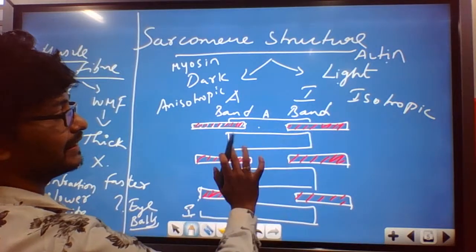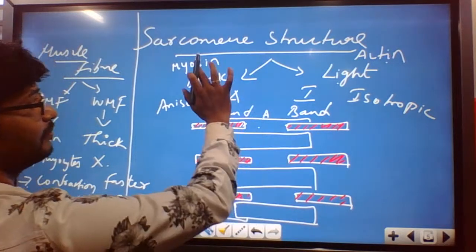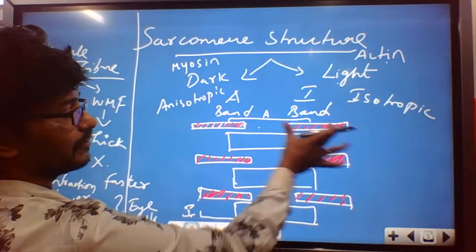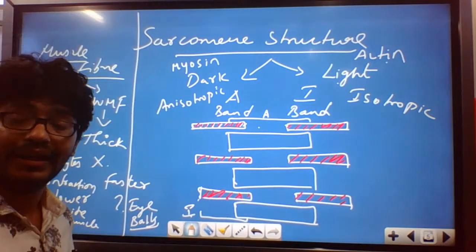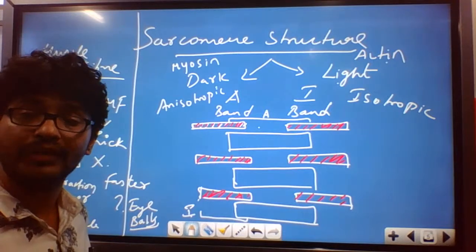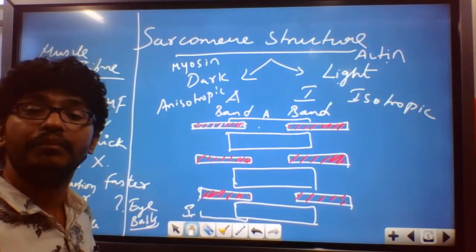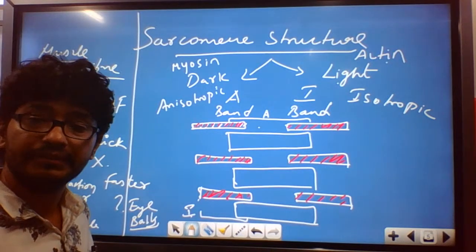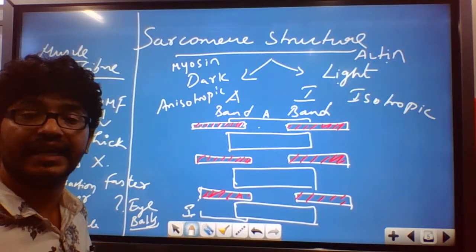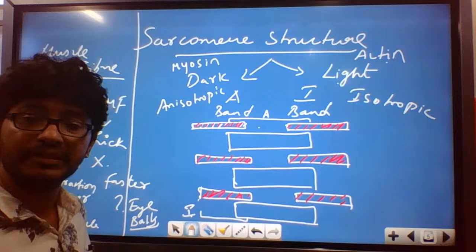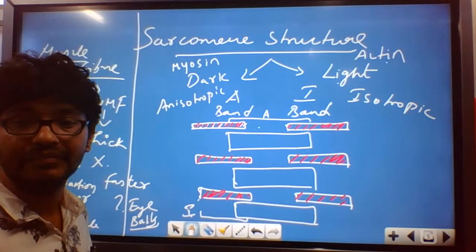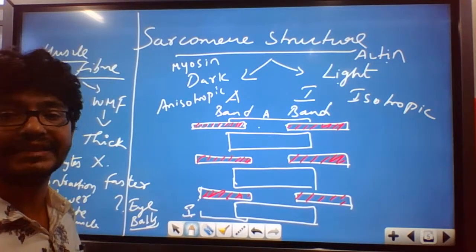Understand, the central part consists of myosin, and the red region, the overlapping part, consists of actin. This I band and A band are present in the sarcomere. Where is the sarcomere present? In the myofibril. Where is the myofibril present? In the sarcolemma. The sarcolemma is present in the muscle fiber, the muscle fiber is present in the fascicle, and the fascicle is present in the skeletal muscle.